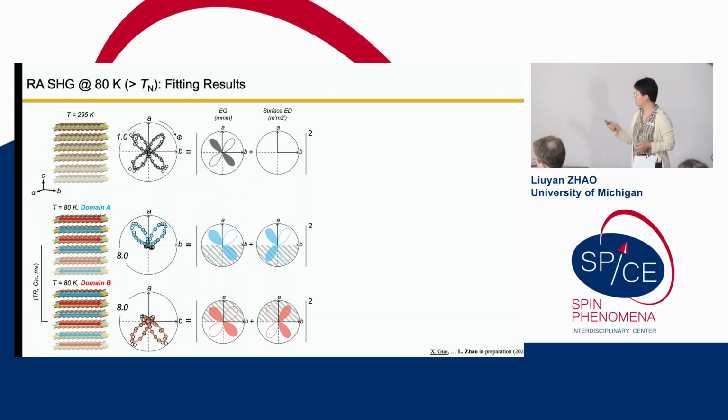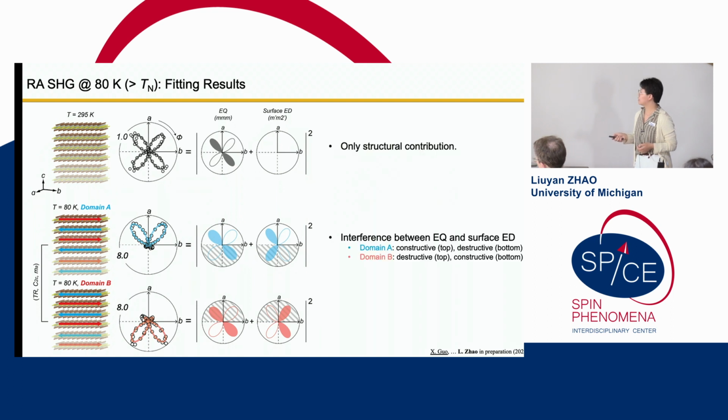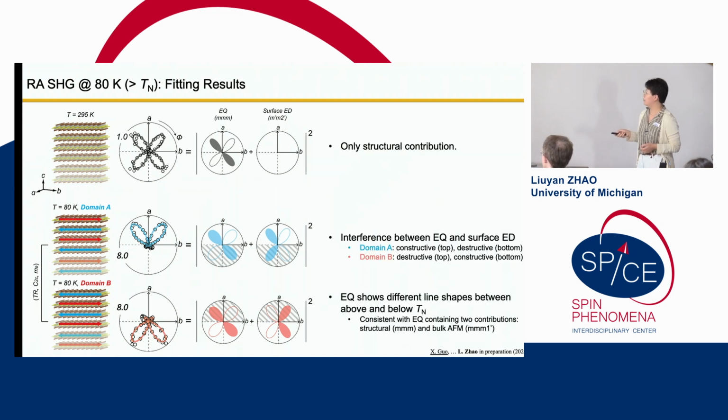So we fit our data here. The data is essentially fit in such a way. We have interference: the electroquadrupole contribution is in this first column here, and the electric dipole contribution is in the second column here. For the high temperature data, there is nothing in the second column. For the magnetic state, we have things in the second column. And the things in the second column are related by time reversal operation and two-fold rotational operation. Then the two columns interfere with each other to give the two possibilities of our data.